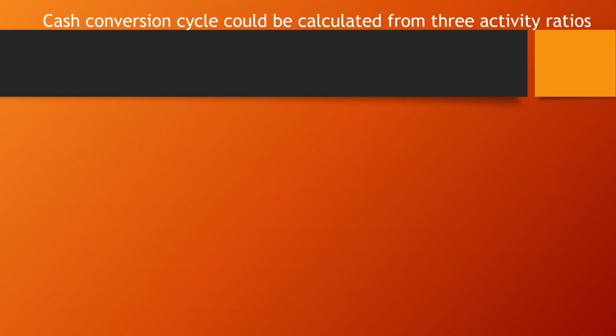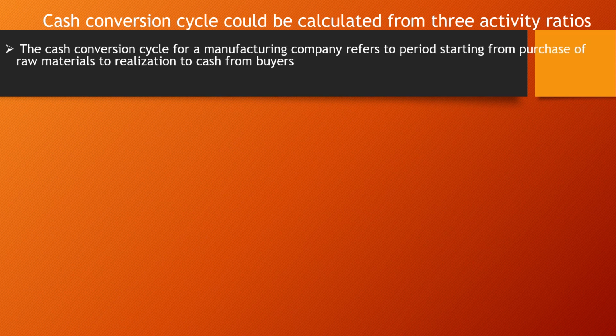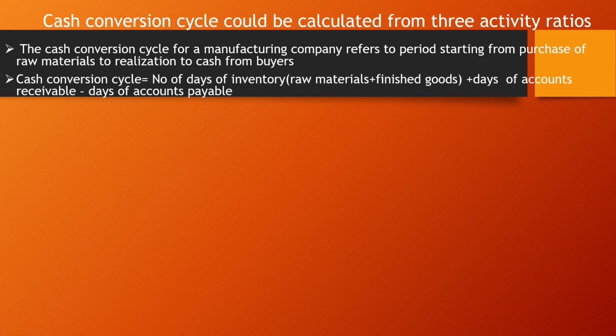Now, some of the activity ratios help in calculation of cash conversion cycle for the company. The cash conversion cycle for a manufacturing company refers to periods starting from purchase of raw materials to realization of cash from the buyers. Cash conversion cycle equal to number of days of inventory, that is raw materials plus finished goods, plus days of accounts receivables, minus days of accounts payable.